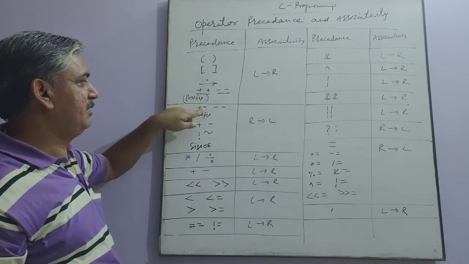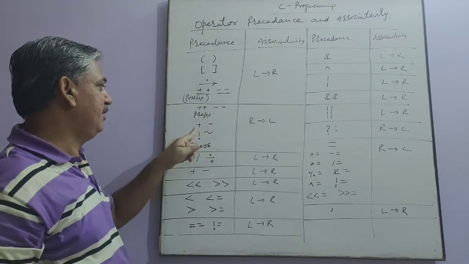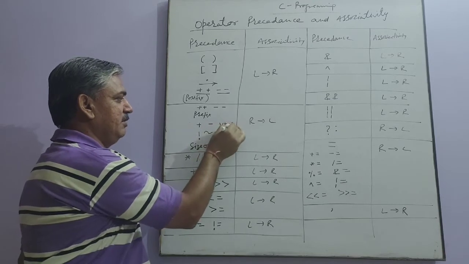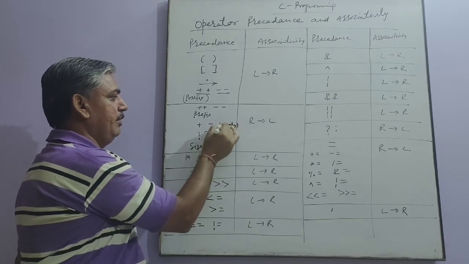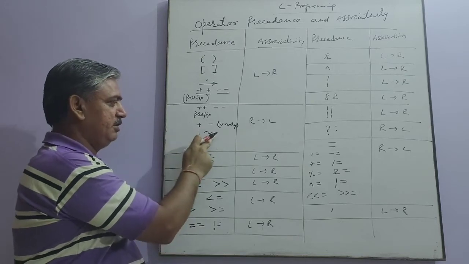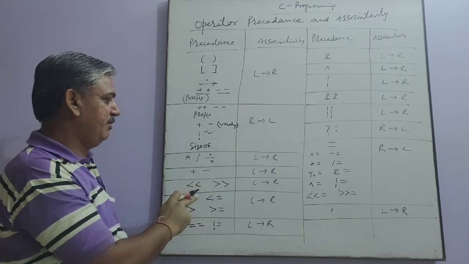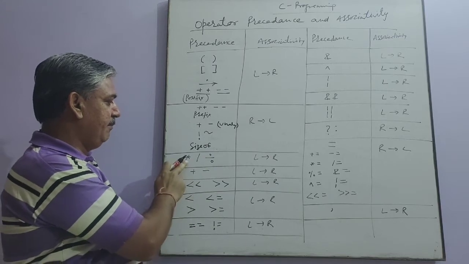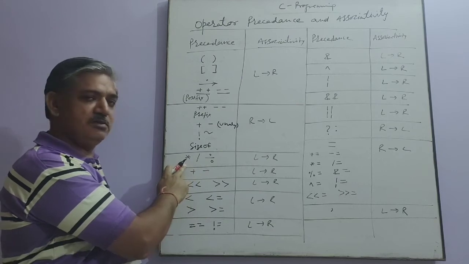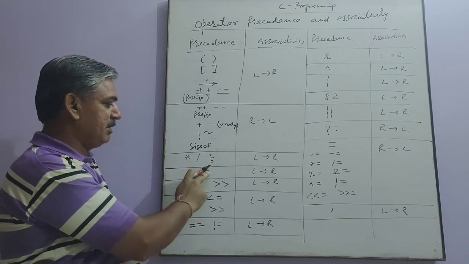Then prefix increment, prefix decrement, plus and minus. These are the unary plus and minus. Unary. This is logical not. This is complement, sizeof. Then multiply, divide and remainder. These three have the same precedence. Then plus, minus.